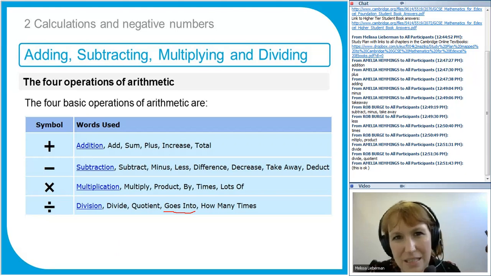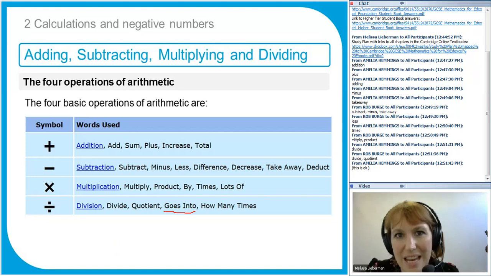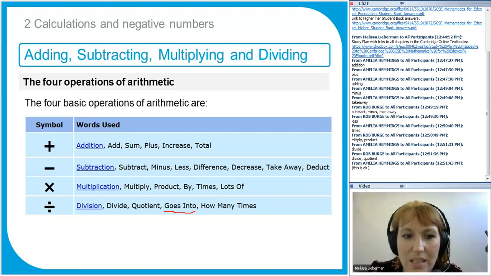And you can think of it as a repeated subtraction. So if you started with 20, took away 5, take away 5, take away 5, take away 5. How many times can you take away 5 from 20? So that's another way of thinking of it.